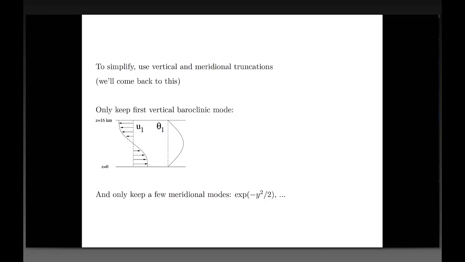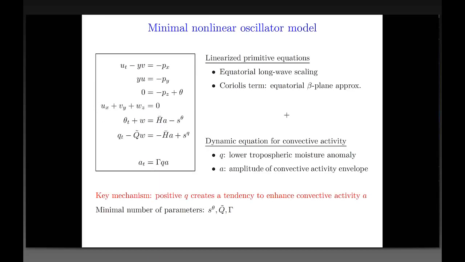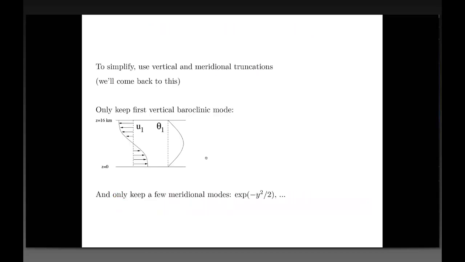And in the meridional direction, we're only going to keep a few meridional basis functions, and they'll look like Gaussians or some similar types of profiles. I won't go through the details of that right now, because I'm going to show what the model results look like, but we'll come back to that later. So our model is essentially just those two pieces: a new convective parametrization along with linearized primitive equations.